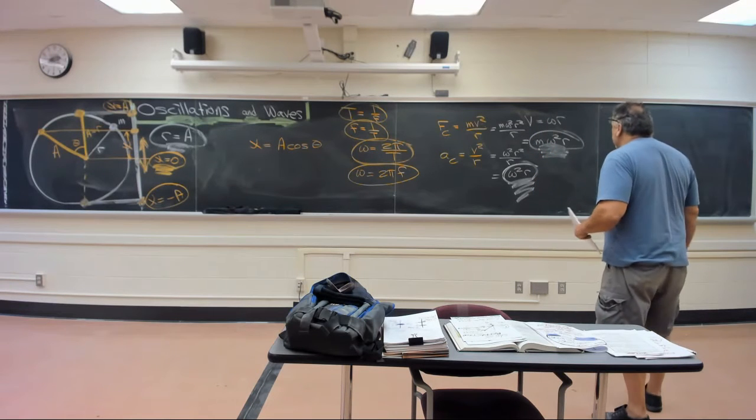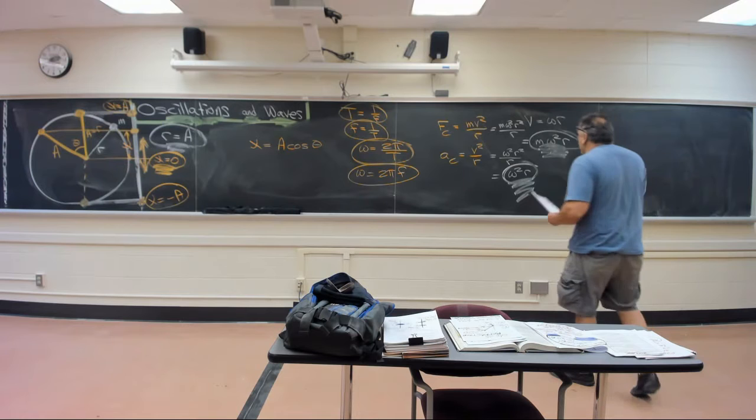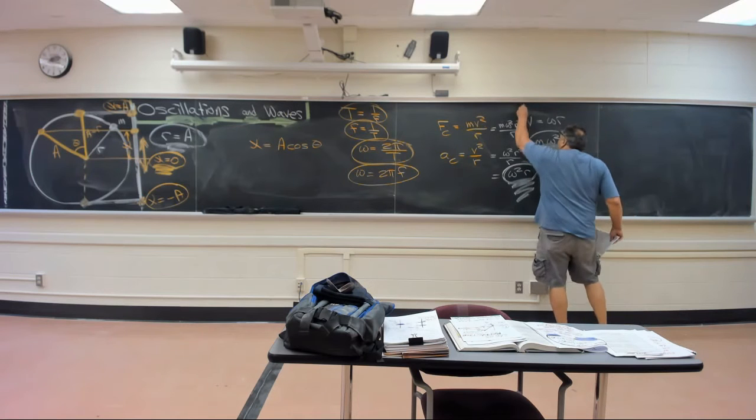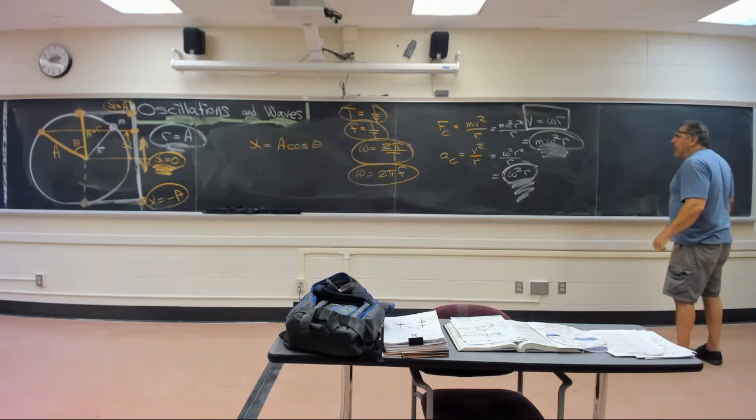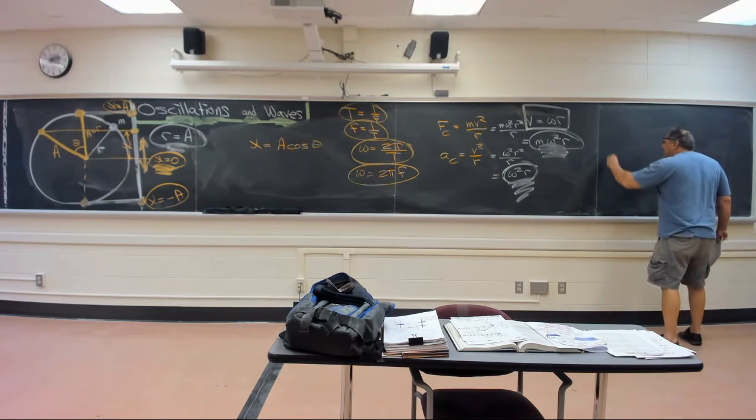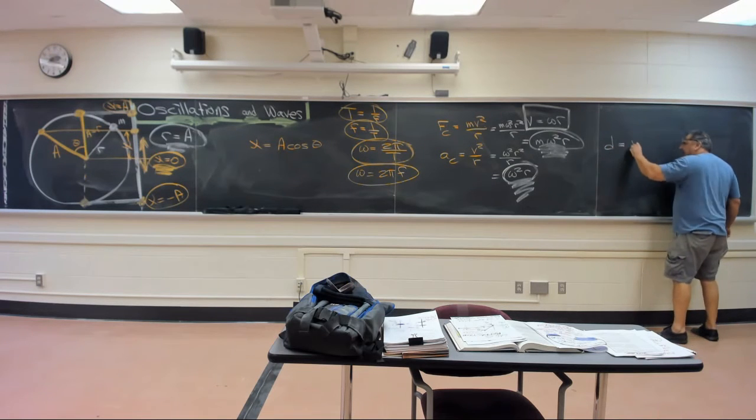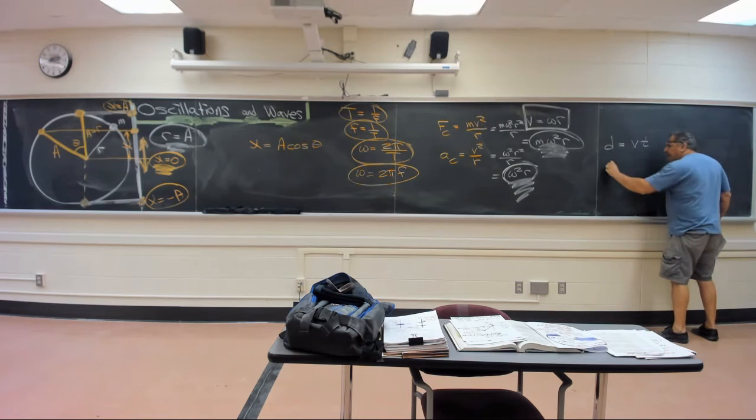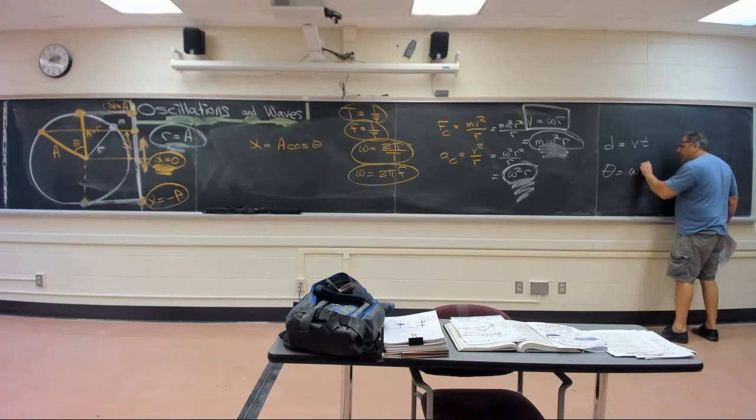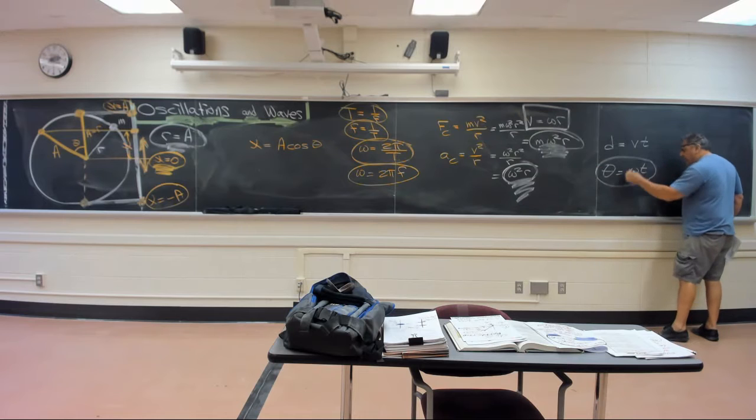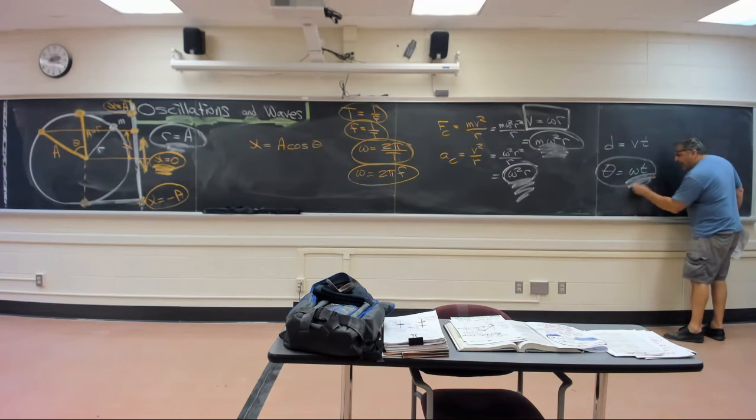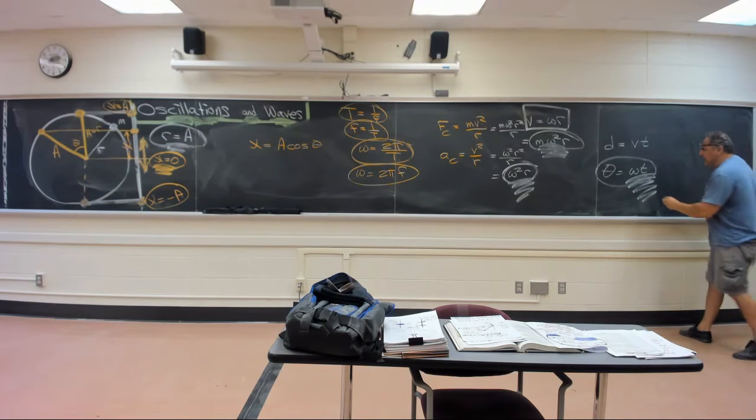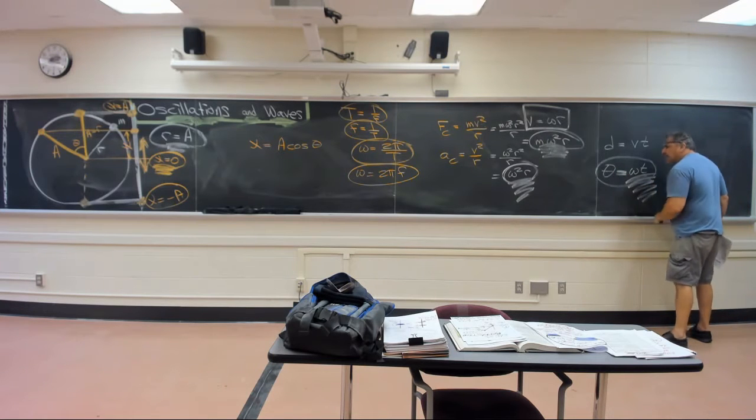So, we've gone along these lines, you guys. We remember this right here. Can we say some more? Yeah, remember we said that D was kind of like V times T. Theta is omega times T. So that's pretty important. That gets us to a lot of interesting conclusions. Theta equals omega times T.